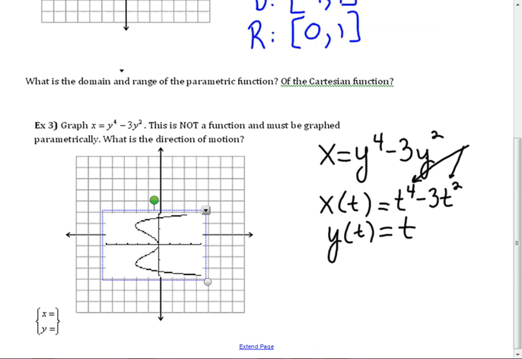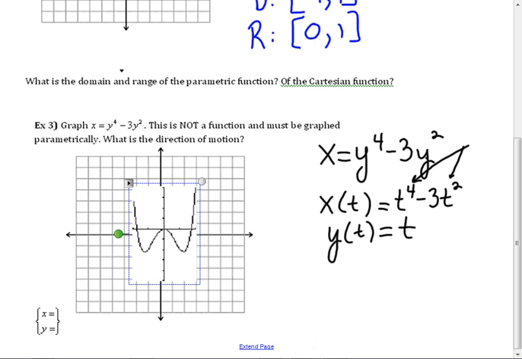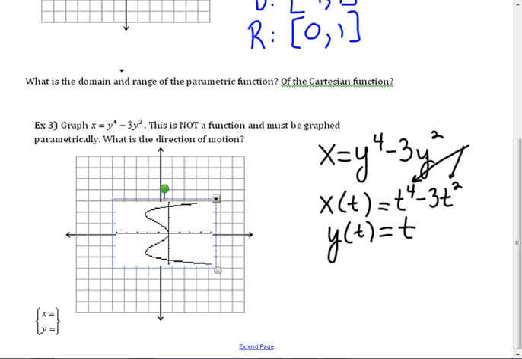If I were to rotate it, the original function, there it is. It's a W, because that would be y equals x to the fourth. X equals y to the fourth is this. Reflection over y equals x.